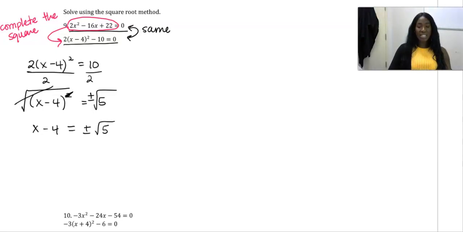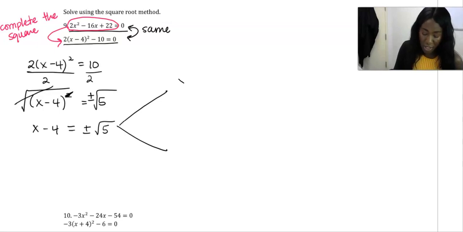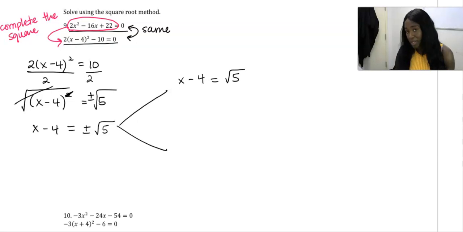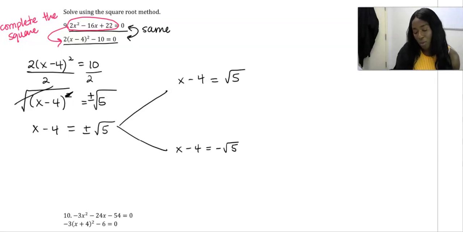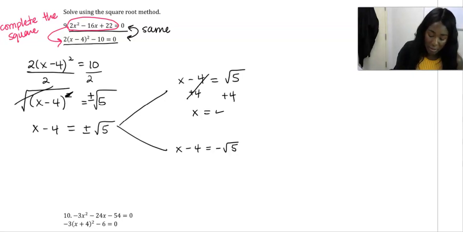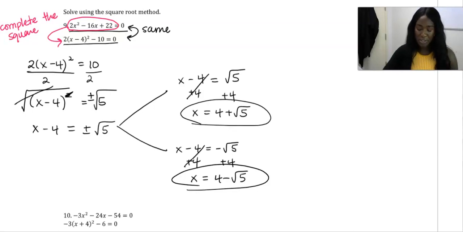I want to emphasize that this is 2 separate equations. We'll break it up into 2 separate equations. There's one equation where it's equal to a positive root 5, that's the plus. And then there's another equation where it's equal to the negative root 5, that's the minus. Now I will solve both of these equations by adding 4 to both sides. So I get x is equal to 4 plus root 5, and I'll add 4 here to get that x is equal to 4 minus root 5. And those are the 2 solutions to those equations.